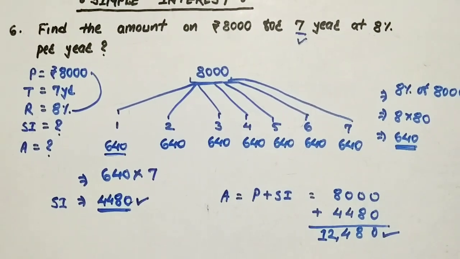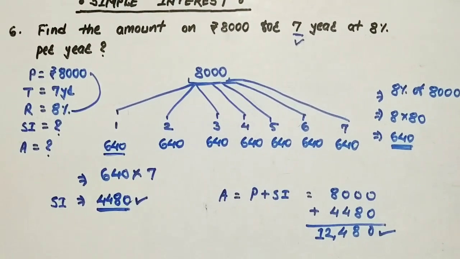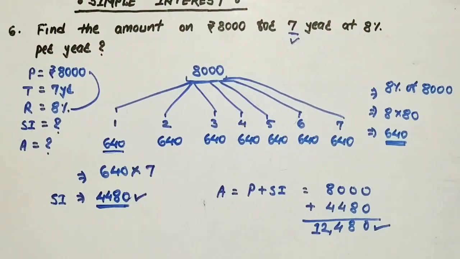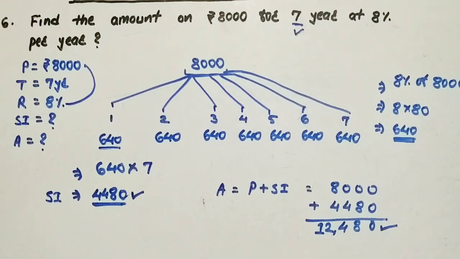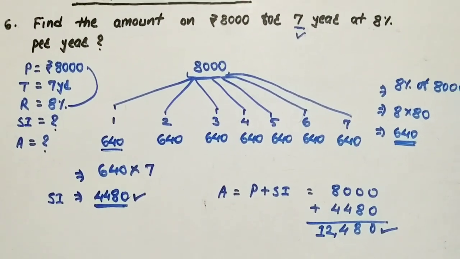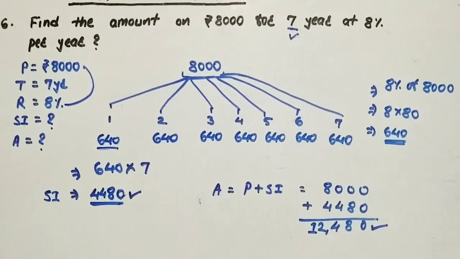बहुत ही easy problem है। First we find out the simple interest, then principal plus simple interest, we will get the amount value, right? So we move on to the next example.